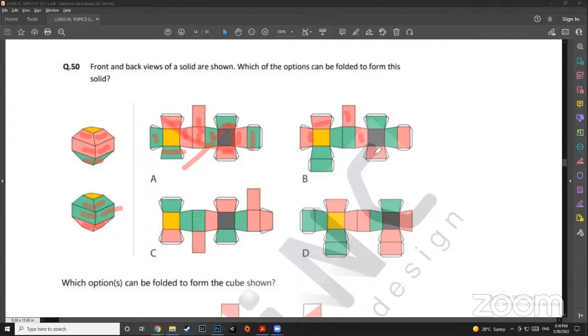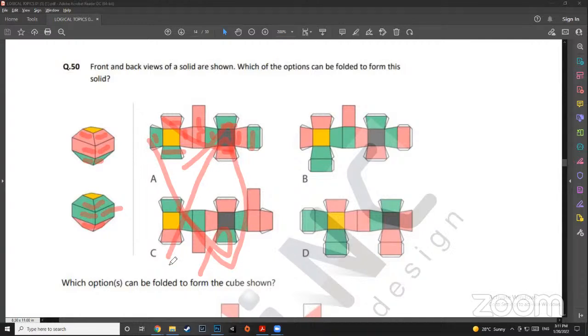In option B there are 6 and 6, so B might be correct, and we'll keep B. In option C, we can see 7 pink, so C also gets eliminated because we want 6 and 6. In option D, we can see 6 green and 6 pink. So now we have to check between D and B.